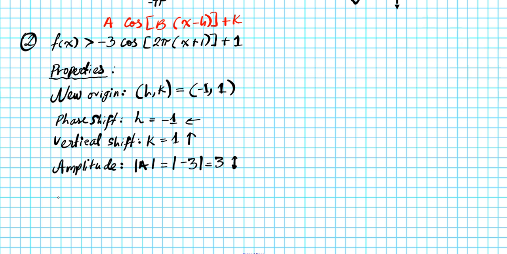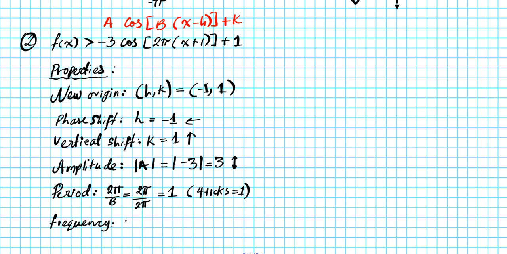All right, next thing we have to find is the period. The period is 2 pi over B. We can clearly see that B is 2 pi here. So the period is going to be 2 pi over 2 pi. 2 pi over 2 pi is 1. That tells me how to calibrate my x-axis. It tells me that 4 ticks is equal to 1. Okay? All right. Last property is the frequency. The frequency is going to be the reciprocal of the period, B over 2 pi, which is equal to 1 over 1, and then that's just 1.